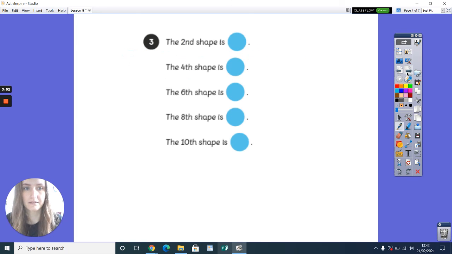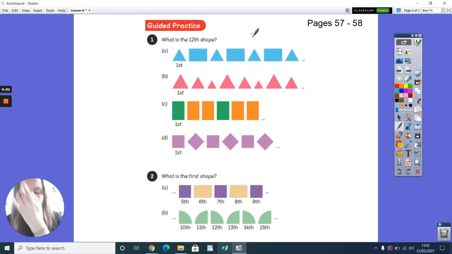Okay, right, just like we've said here, all of the even ones are circle. The position of even numbers are all circle. Right, so your guided practice. The first question is really simple and similar because it's a pattern of 2 shapes. So it's the same sort of thing that we've just done, but you've got to tell me what the 12th shape is.